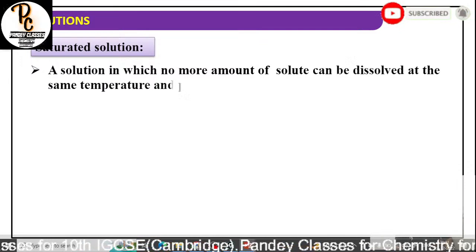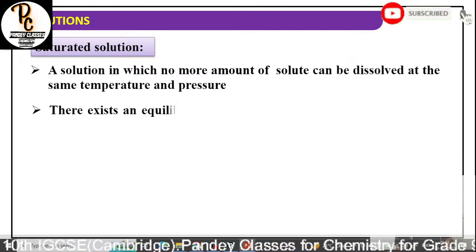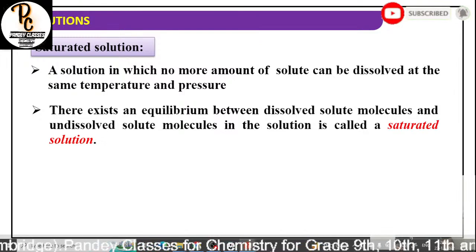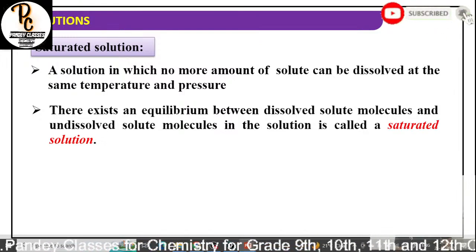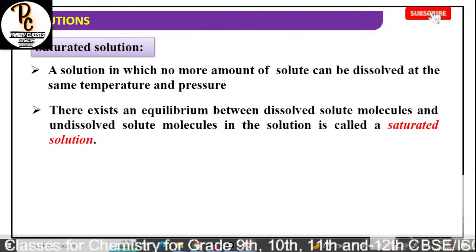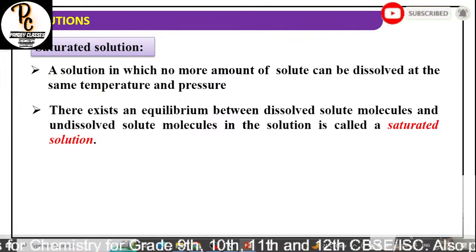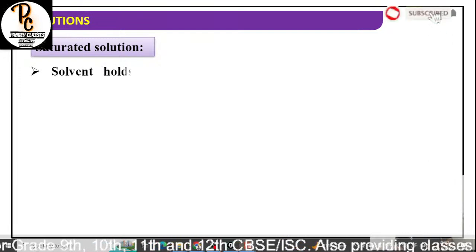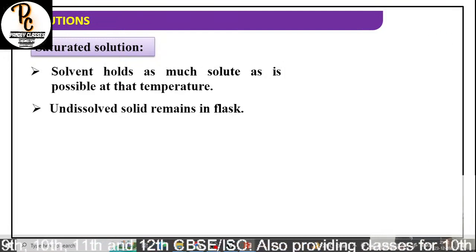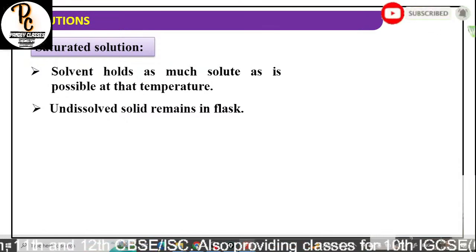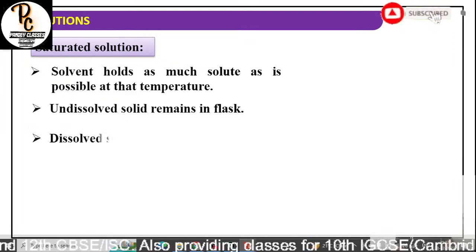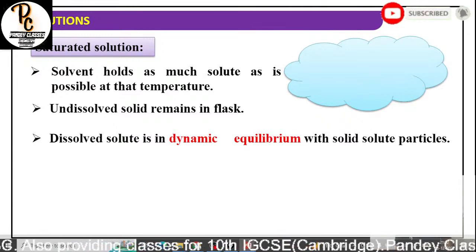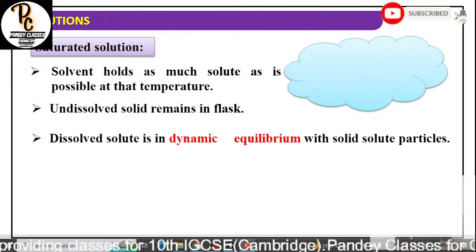A solution in which no more solute can be dissolved at the same temperature and pressure is known as a saturated solution. There exists an equilibrium between dissolved solute molecules and undissolved solute molecules. This is very important. Solute plus solvent gives solution. The solvent holds as much solute as is possible at that temperature. Undissolved solid remains in the flask in the form of precipitate, and this is in dynamic equilibrium with the dissolved solute. Dynamic equilibrium means it keeps on shifting.